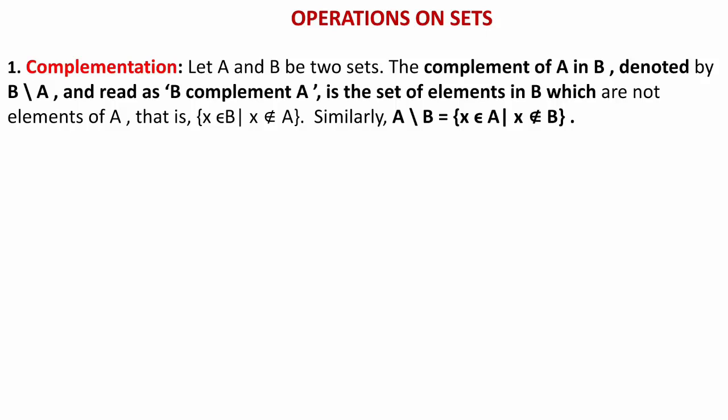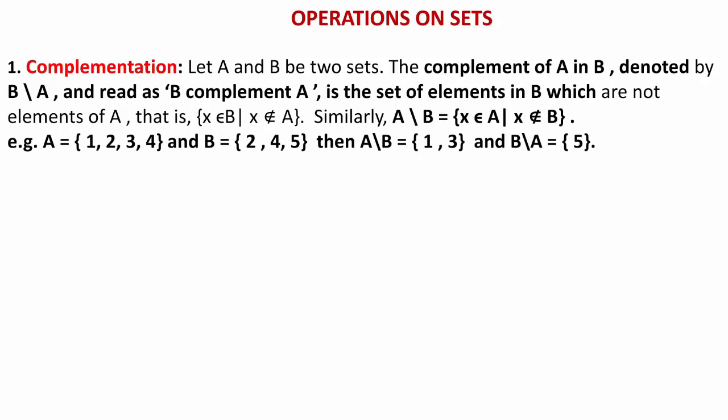Similarly, A complement B is the set of all elements x in A which are not in B. For example, if A equals the set {1, 2, 3, 4} and B equals the set {2, 4, 5}, then A complement B is {1, 3}, as 1 and 3 are in A and are not in B. And B complement A is {5}, as there is only one element, 5, which is in B and which is not in A. Other elements 2 and 4 are in B as well as in A.